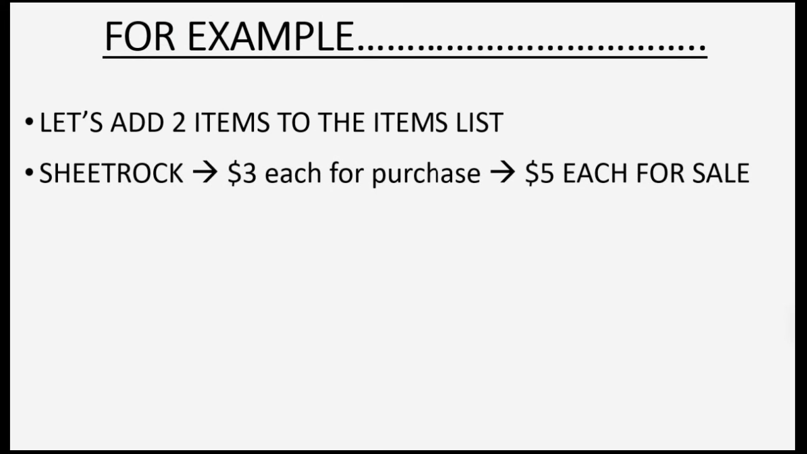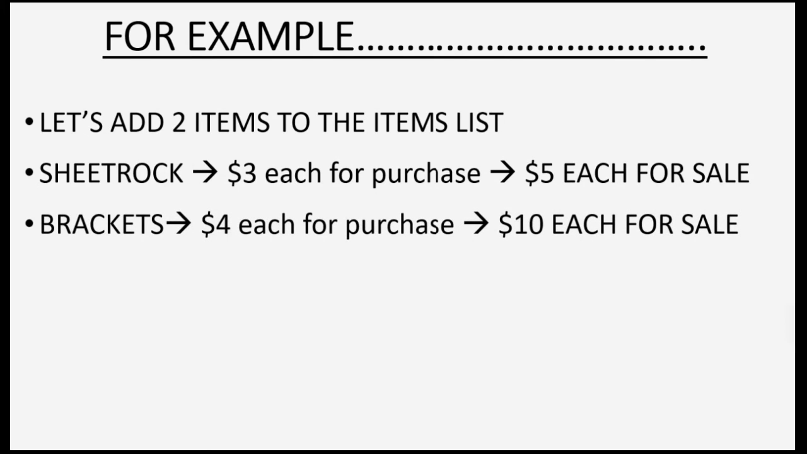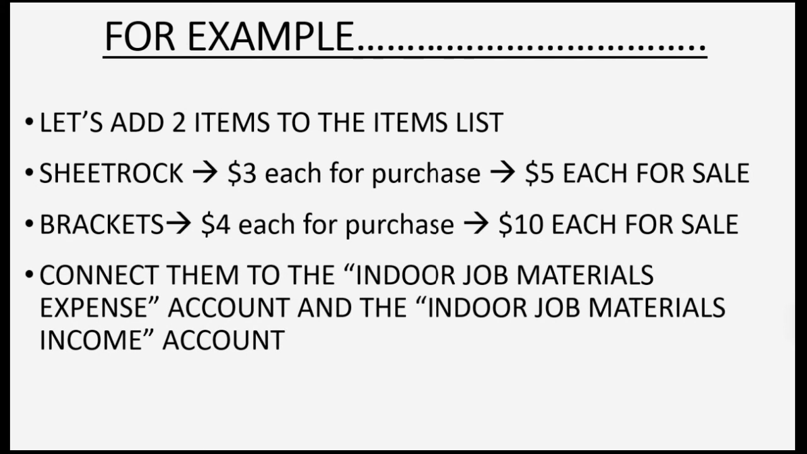Let's add sheetrock, $3 each for purchase and $5 each for sale, and brackets, $4 each for purchase and $10 each for sale, and we're going to connect them to both of these accounts. So we want to put these items in with this detail, this purchase cost and sales price. And again, we could always change it at the moment we make a transaction, but it's nice.